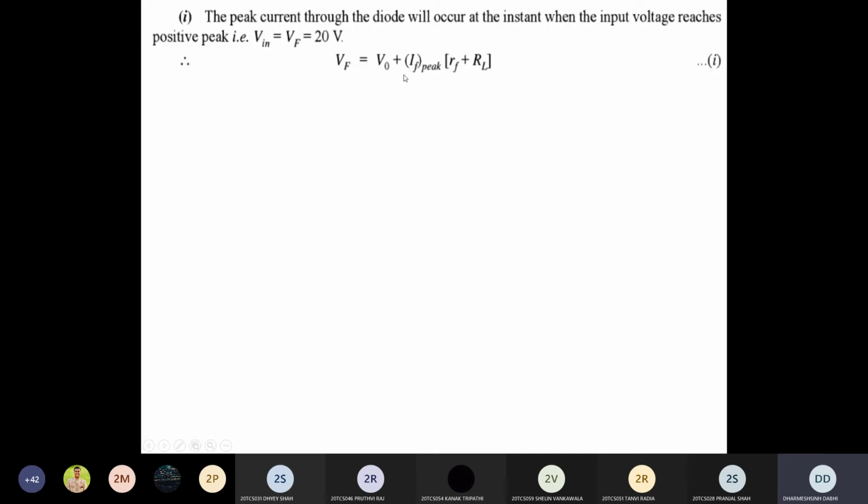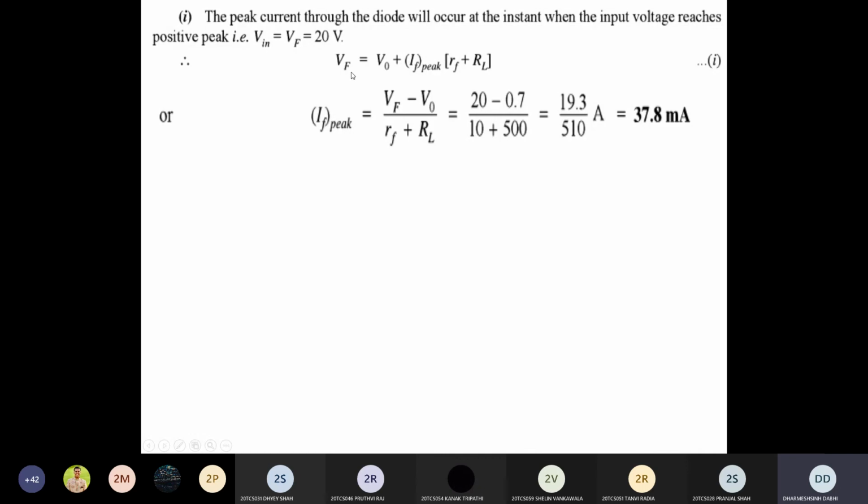Clear? So from this equation, what is the value of peak current? This IF peak is equal to what? Vf minus V0 divided by Rf plus RL. So Vf, the peak value of supply voltage, is 20, V0 is 0.7, Rf is 10, RL is 500. So finally you get the answer 37.8 milliampere. All of you write down this answer. Peak value of diode current is 37.8 milliampere.